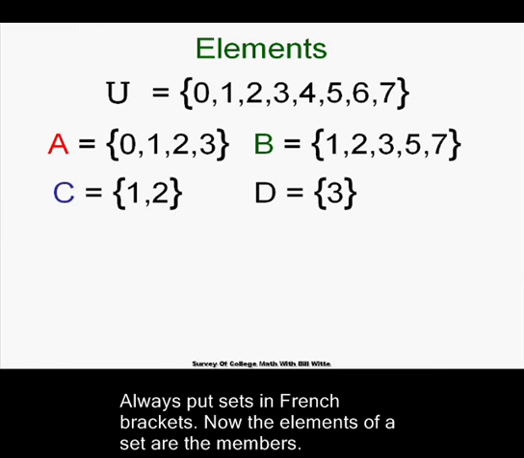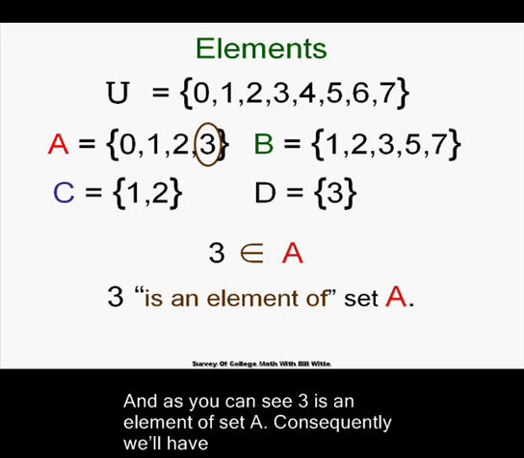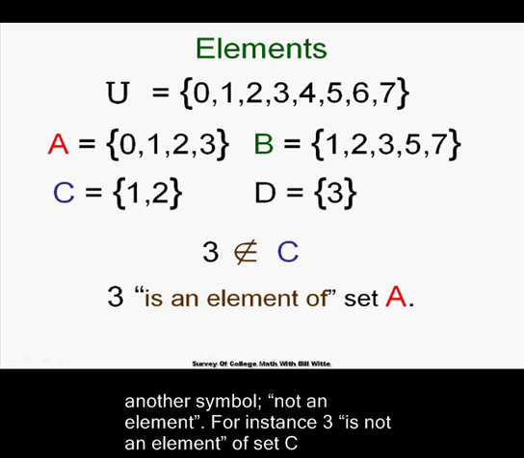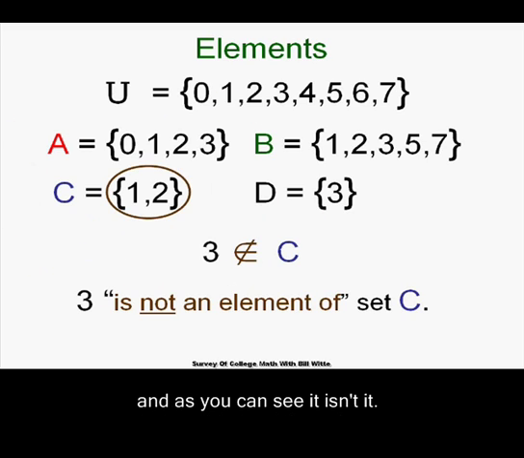Now, the elements of a set are the members. And we have a symbol for that. This is red, it's an E. 3 is an element of A. And as you can see, 3 is an element of set A. Consequently, we're going to have another symbol, not an element. For instance, 3 with the cross-out means 3 is not an element of set C. And as you can see, it isn't. Okay, that's just the statement: is an element and is not an element.